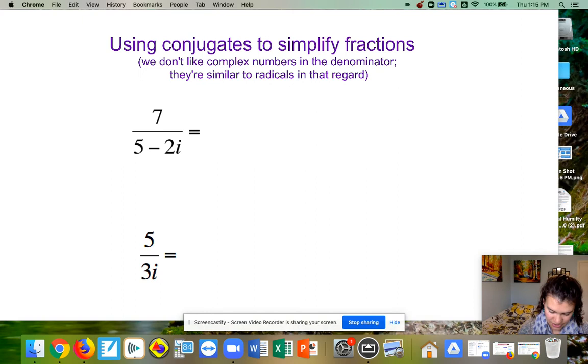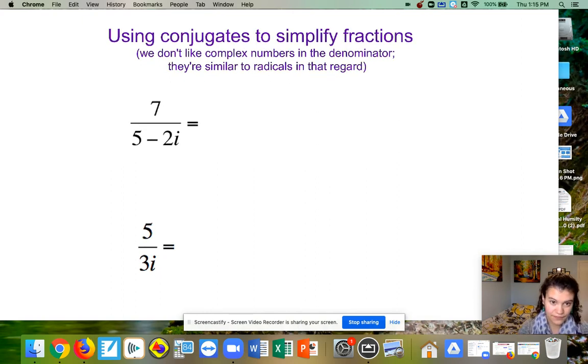So using these conjugates to simplify fractions. So in general, we don't like having complex numbers in the denominator, just like having radicals. It's kind of like a grammar simplifying type thing. So to get rid of the 5 minus 2i on the bottom, you can multiply by the conjugate. So multiply by 5 plus 2i.